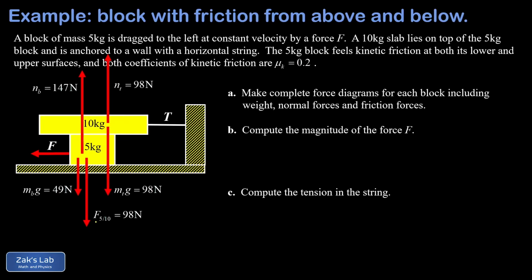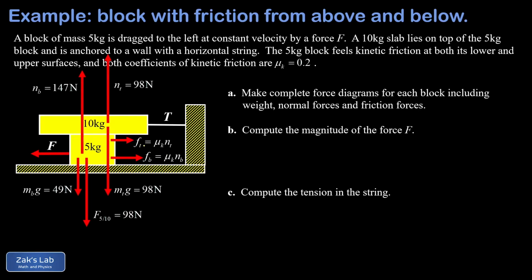Now we can get into our friction forces. So as we saw in the animation, as this 5 kilogram block was being dragged to the left under this 10 kilogram slab, it was slipping to the left over the bottom surface and slipping to the left under the top surface. Those both produce friction forces pointing to the right on the 5 kilogram block. And I'll just go ahead and leave those symbolic for the moment.